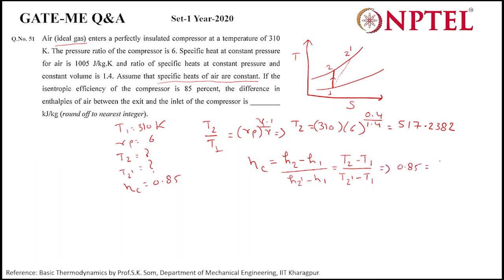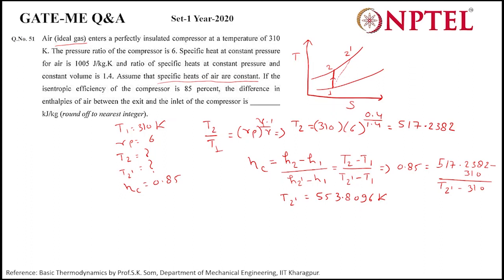So all data is given. From here we can easily find the value of T2 dash. 517.2 minus 310 divided by T2 dash minus 310. So when we calculate this, T2 dash will become 553.8096 Kelvin.